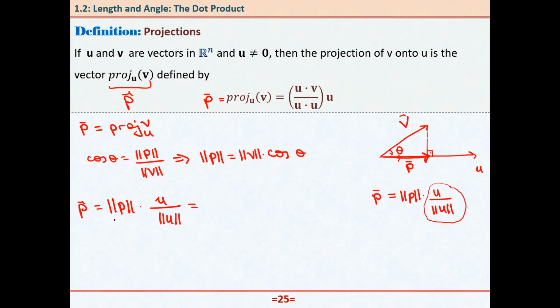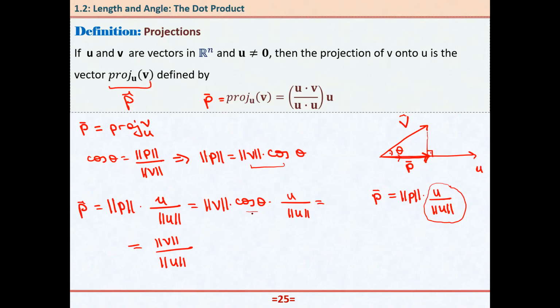Now, instead of this magnitude of P, I can substitute this. So I will have here the magnitude of V and the cosine of theta, and here we have U over magnitude of U. Now, let me express everything in terms of U and V. The magnitude of V is just a number, and here we have the norm of U, because U is a vector.